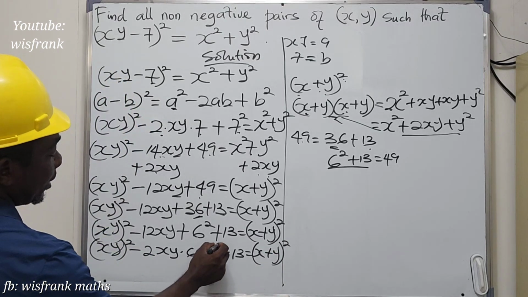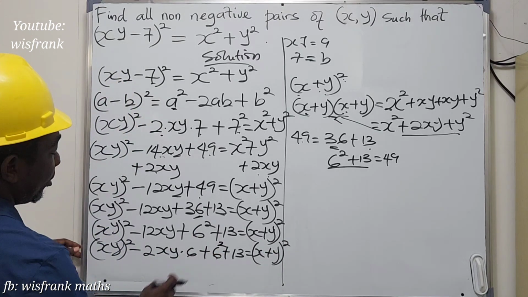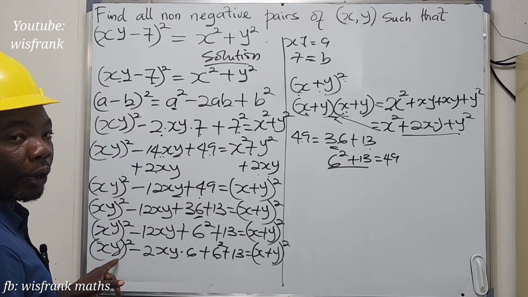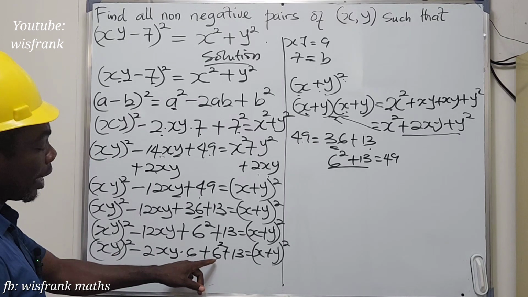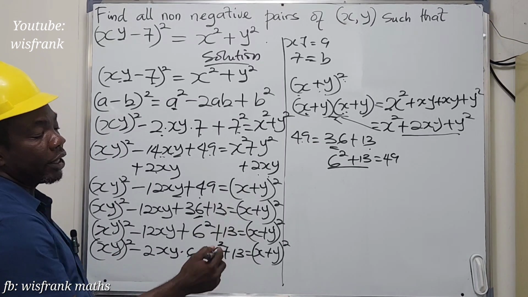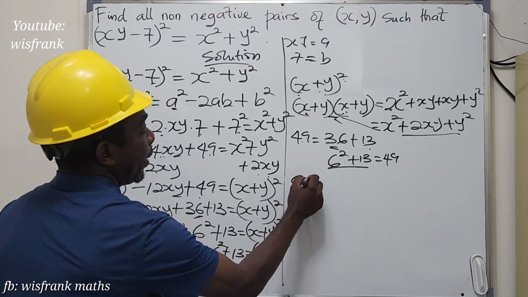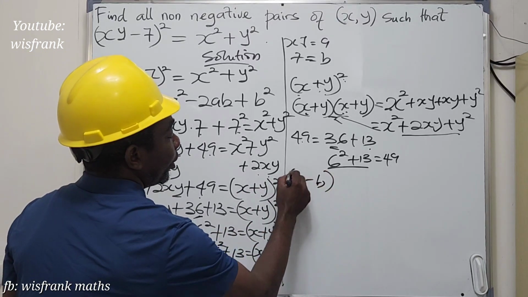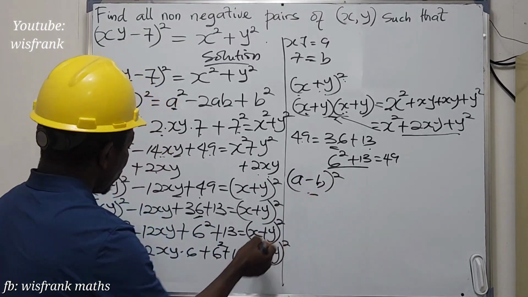So here is 6 to the power of 2, here is 6 to the power of 2. So you can see that we have to the power of 2 here, and we also have to the power of 2. So what we want to achieve is (a minus b) all to the power of 2. So this is what we want to achieve.